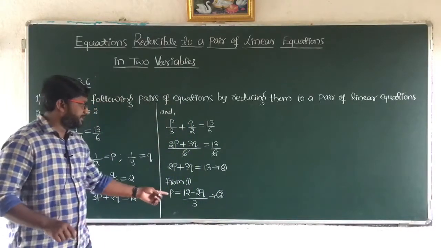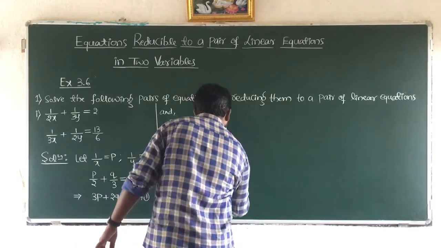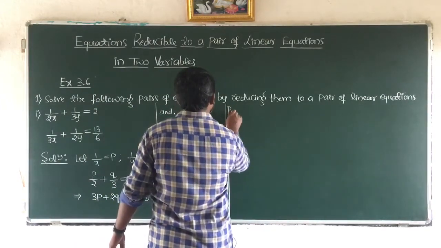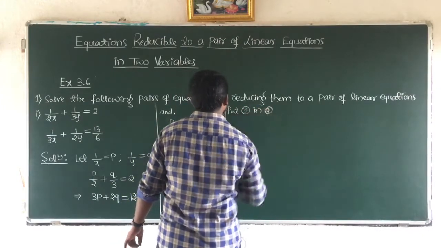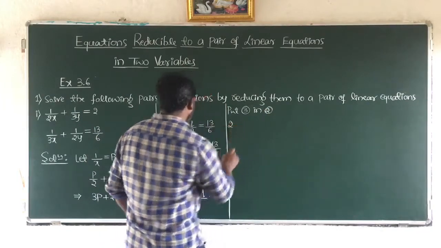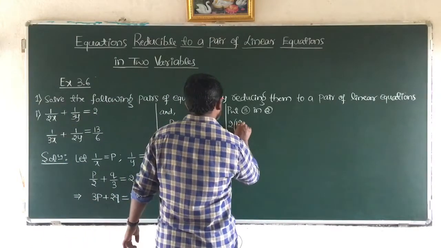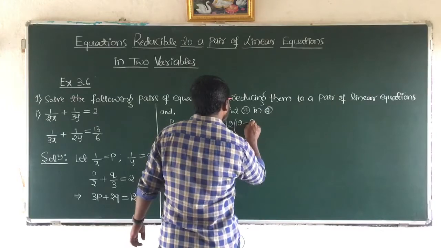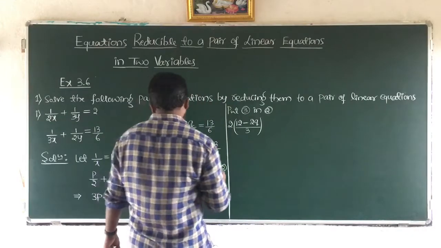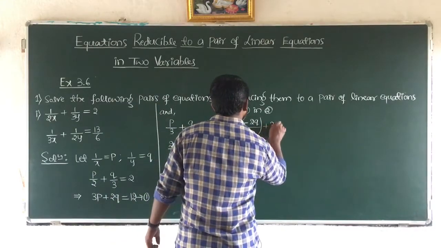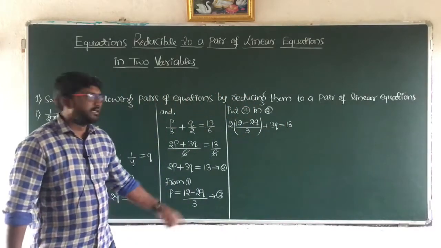Now substitute equation 3 in equation 2. Put 3 in 2. So I write 2 as it is, and in place of p I have to write this. So it is 2 times (12 minus 2q) divided by 3 plus 3q equals 13. Let us simplify this now.